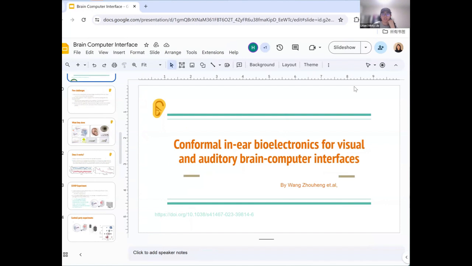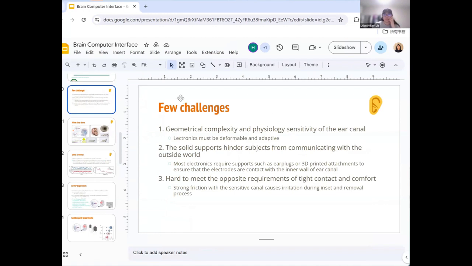The paper is about conformal in-ear bioelectronics for visual and auditory brain-computer interfaces. It's a special BCI device, but the difference is it's non-invasive, and you can put it in your ear. There are a few challenges. The first is you have to make sure the device can fit your ear, and everyone has a different inner ear, so the material needs some flexibility.